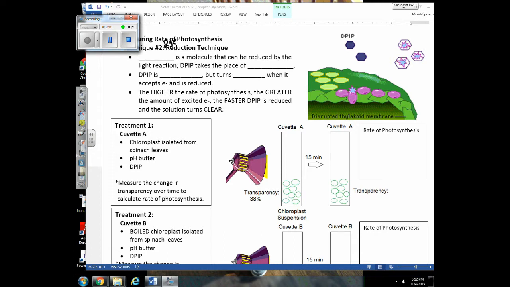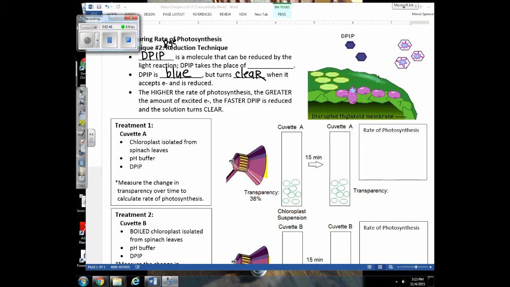You can probably guess from the name of the technique that we're going to use a dye to help us measure the rate of photosynthesis. The molecule that we're going to use is called DPIP. Here's a little bit of background about DPIP. DPIP is a very beautiful blue color. If DPIP gets reduced, meaning it accepts electrons, it's going to turn clear. So we can measure the change in color over time, and that's going to give us a rate for photosynthesis.